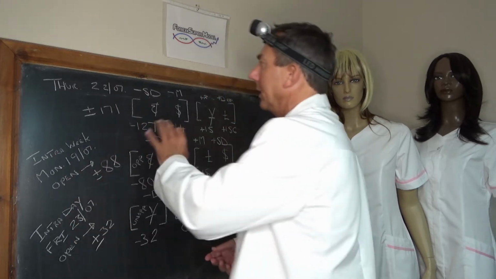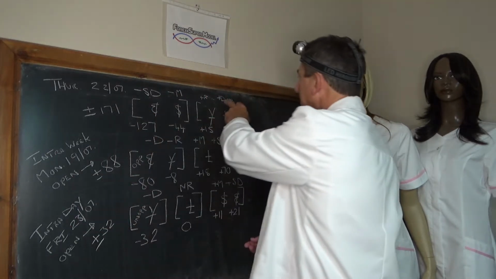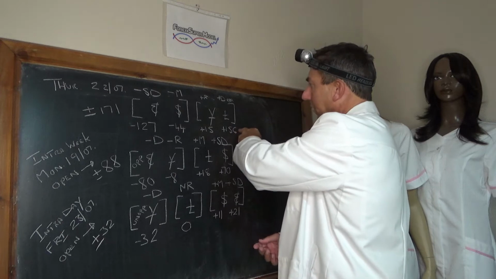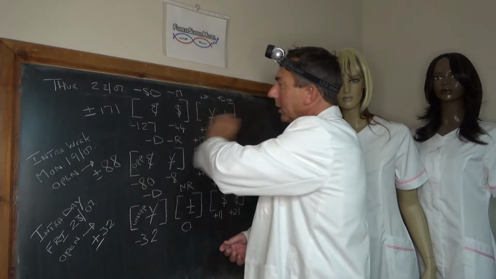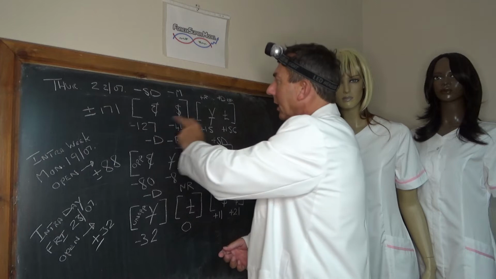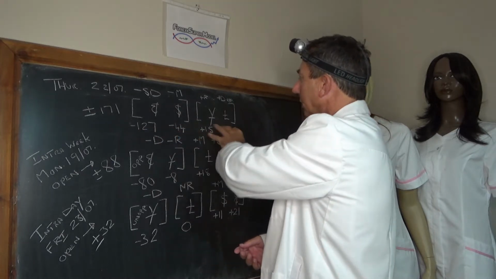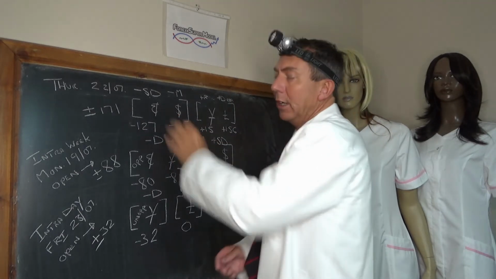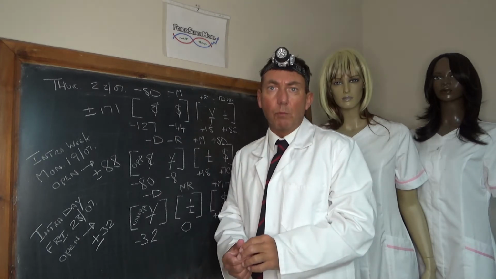Right, yesterday, Thursday the 22nd then, we had a positive opposed driver in the pound at plus 156. Front and backdoor flows mainly coming out of the euro at minus 127, out of the dollar at minus 44, and the yen was the positive rock at plus 15. Activity was plus or minus 171.